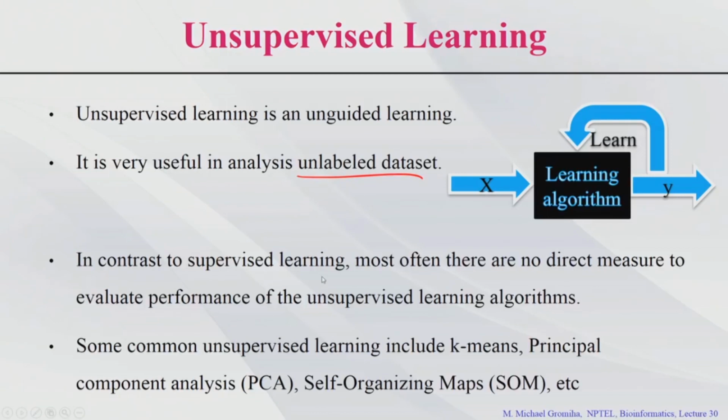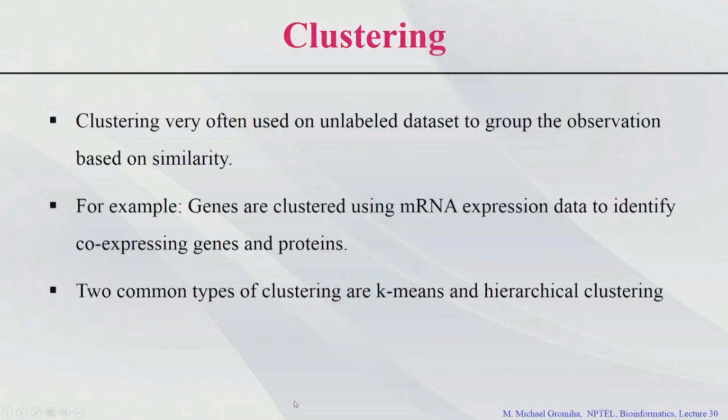In contrast to supervised learning, here there is no direct measure to evaluate the performance of unsupervised learning algorithms. Some of these methods are k-means clustering, principal component analysis, self organizing maps, and so on. Let us see how it works. We take clustering, which is one of the unsupervised learning methods. It is very often used for unlabeled data sets to group the observations based on similarity.